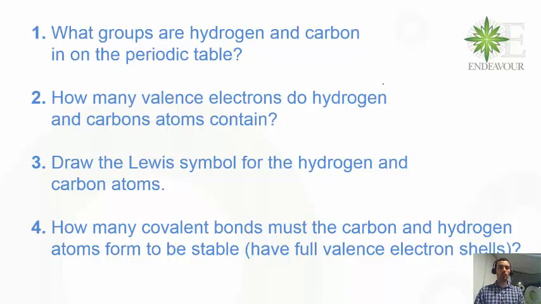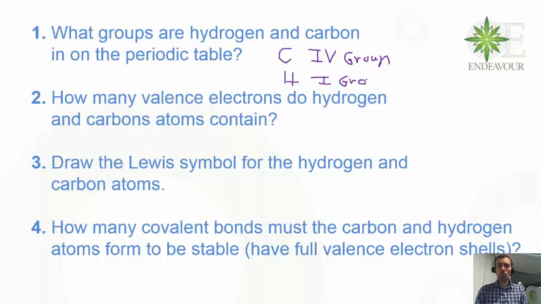Alright, so question 1. What groups are hydrogen and carbon in on the periodic table? There's a couple of ways you could have got this answer. If you had your periodic table, you could have looked it up, or you could have just gone a couple of slides back to the Lewis dot symbol slide. So we saw that carbon was in group 4, so that's IV in the Roman numerals. And hydrogen is in group 1.